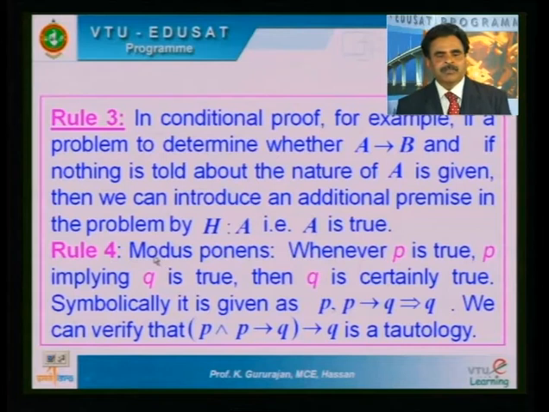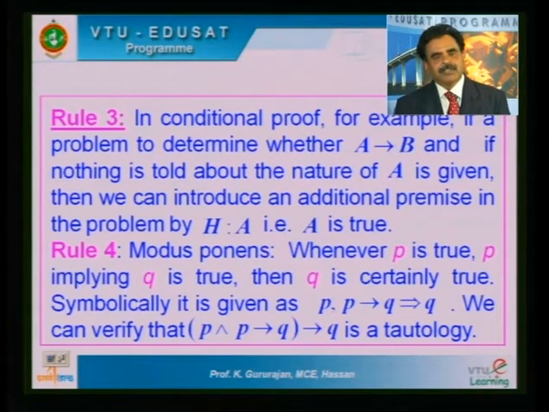Rule number 4 is called modus ponens. Modus ponens means whenever P is true and P implying Q is true, then Q is true, right? Symbolically, P and P implying Q together will imply Q. This is called the rule of modus ponens. I can give an example. If I work very hard and do the examination very well, then I'll certainly get good marks in the examination. Suppose I really worked hard and carry the same in the examination also, then there is no doubt I'll be able to get very good marks in the examination. A situation similar to that. Please remember, modus ponens means if P is true, and P implying Q is true, then Q is true.